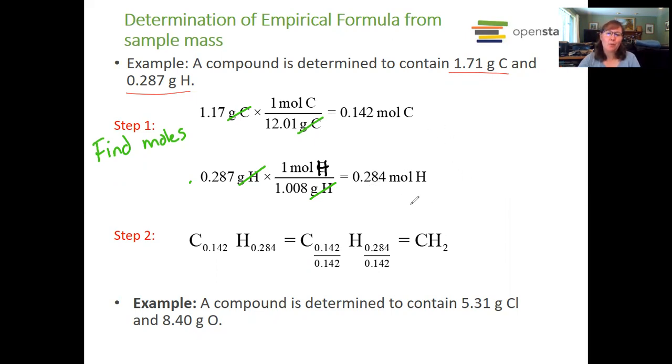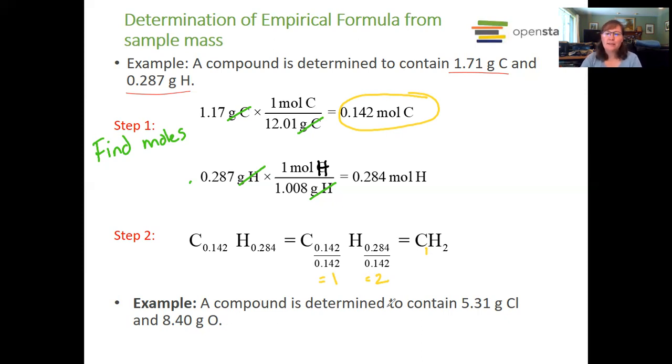Now we need to figure out what this is as a ratio. You always identify the smallest one, and that's your carbon here. So you can see here, carbon is 0.142 and hydrogen is 0.284. When you set it up like this and divide, 0.142 divided by 0.142 is 1, and 0.284 divided by 0.142 is equal to 2. And then you set these up. This would be C1H2, but we never really say C1H2, it's just CH2.